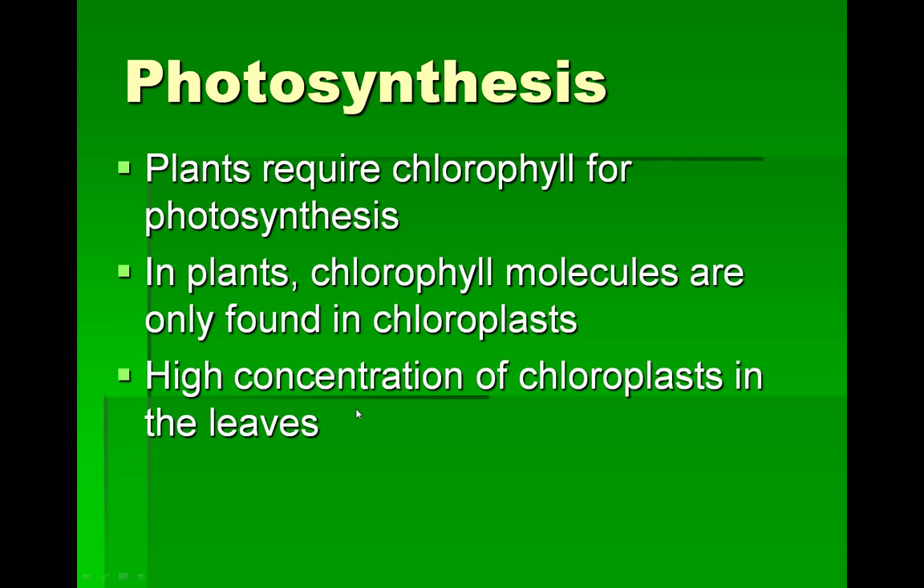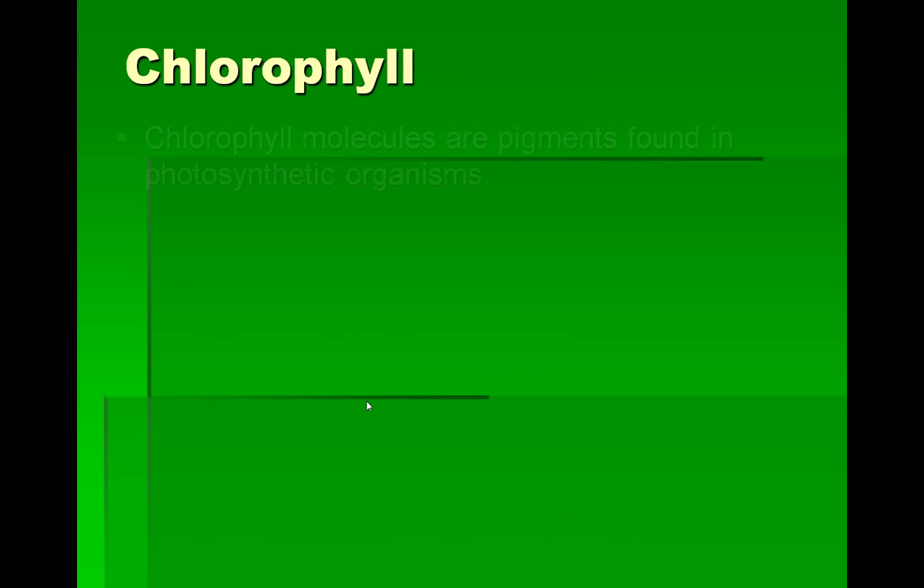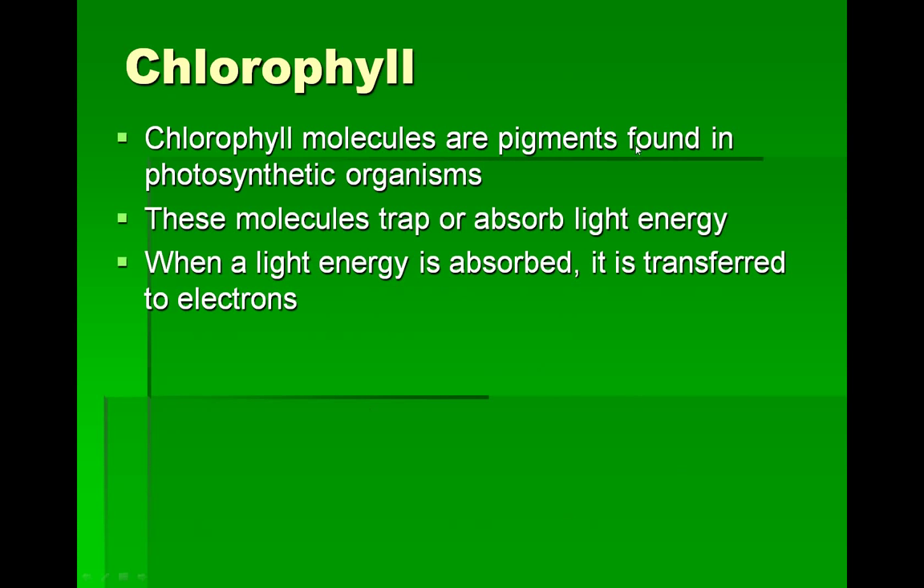There's a lot of chloroplasts in the palisade layer. We've seen that in the structure of the leaf before. The palisade layer is the upper mesophyll layer just below the epidermal layer, the dermal layer of the leaf. So you get a high concentration of chloroplasts in there. Chlorophyll, like I said, are molecules that have evolved to be exceptionally good at absorbing light energy and then passing it on to other molecules, to acceptor molecules.